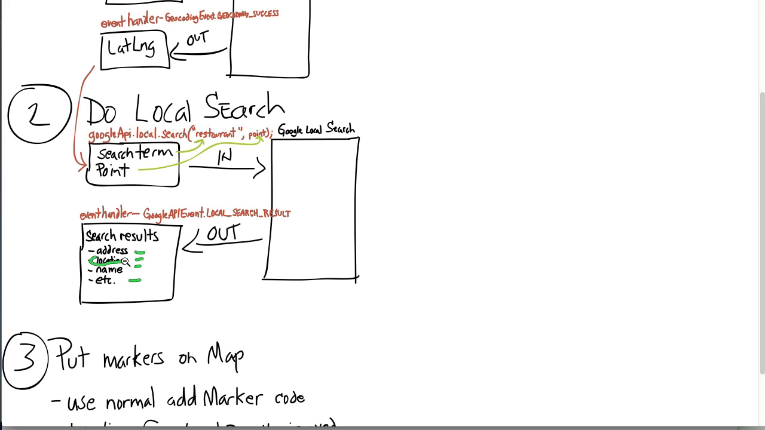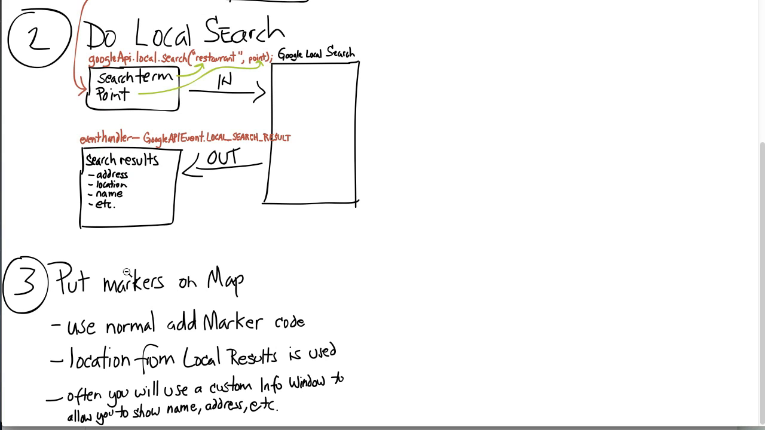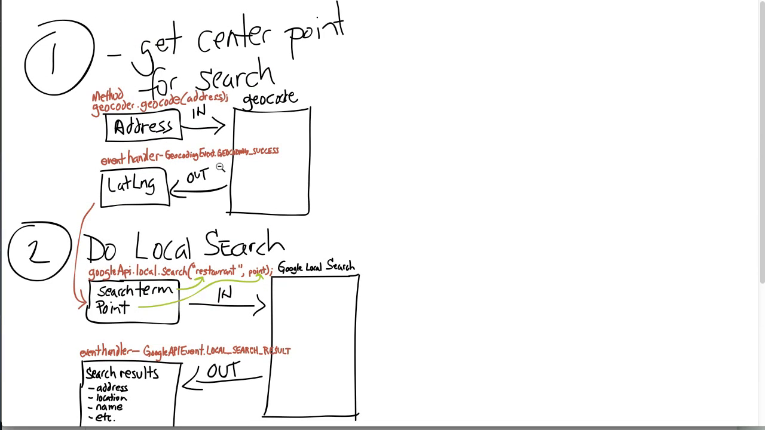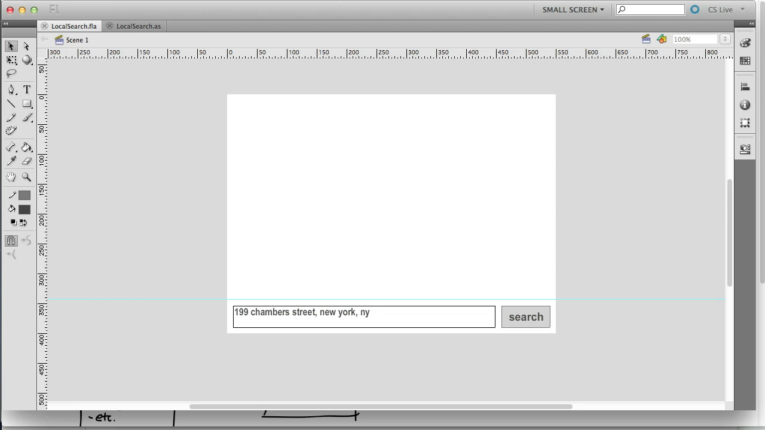You're going to use that location from the results to then put markers on a map. You may also want to use some of the other information on a custom marker as well. So it's going to use a lot of different features of both local search and Google Maps. Alright, so let's do that here. We're going to switch over to the Flash movie.